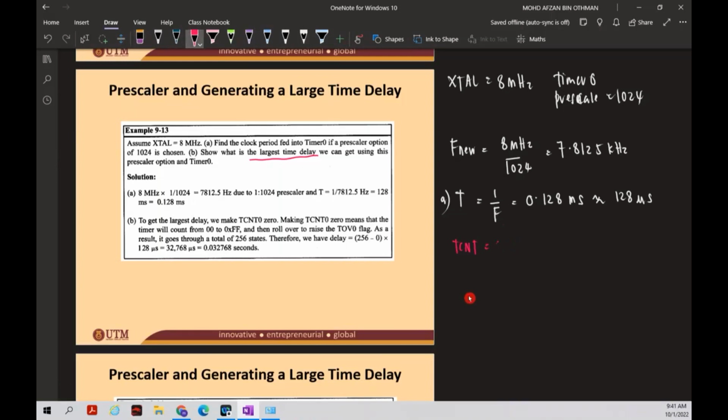Minus TCNT, plus 1. TCNT I put 0 to generate the largest time delay. So I will get the count: FF is 255, plus 1, so this one here is 256. The maximum count is 256. From here, we put into equation number 2, which is delay equals T multiply with count. Your T is 128 microseconds.